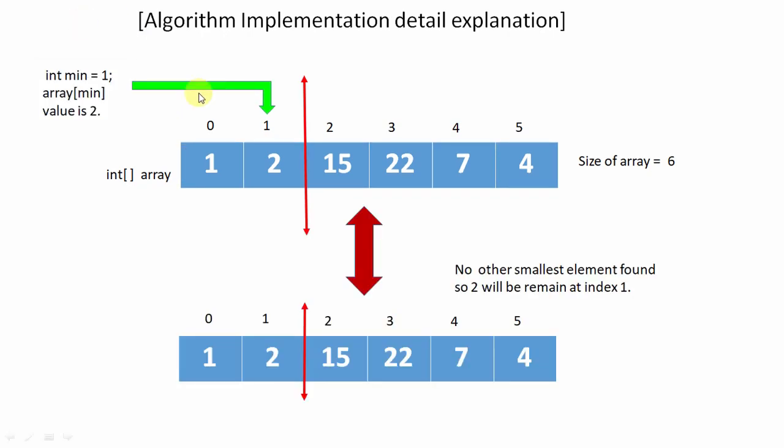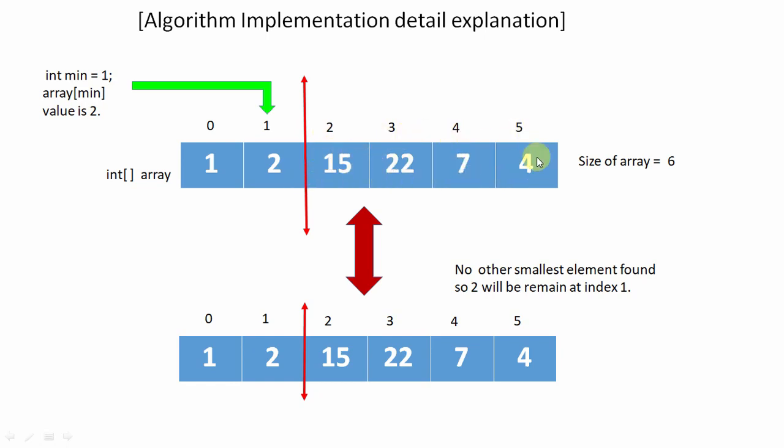Now again the min pointer will be moved to 1, because we have our sorted array which has element 1. Now we have to assume that 2 is our smallest element. So we are assuming min is equal to 2 is the smallest element, and the comparison will start from the second index: 2, 3, 4, 5.